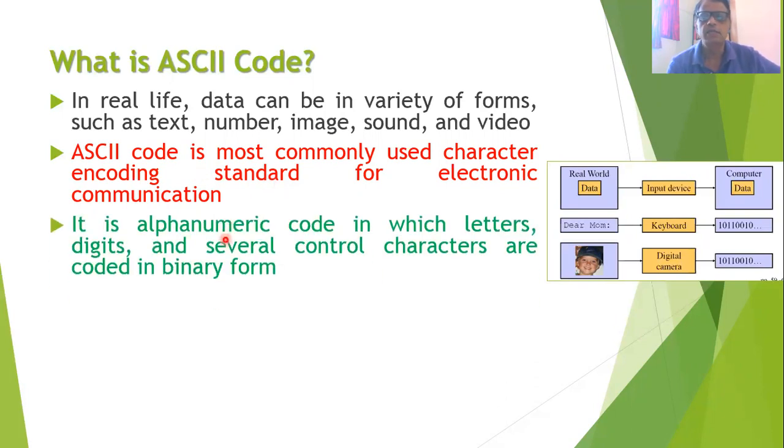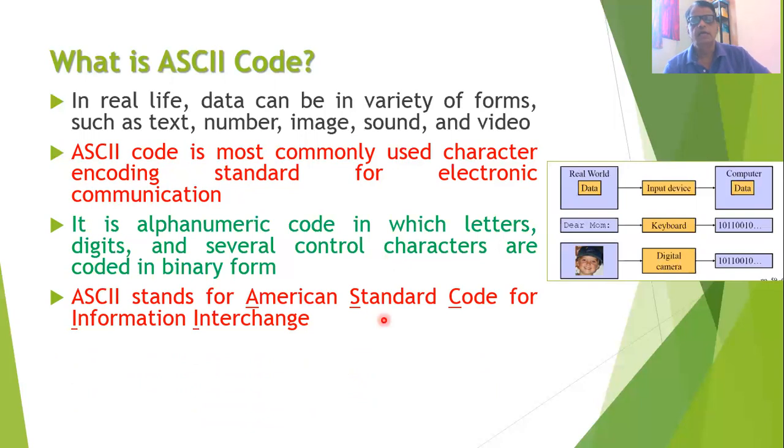ASCII code is an alphanumeric code. By using this code, we can convert letters, digits, and several other control characters into binary form. Almost any symbol available on your keyboard can be converted into binary form by using ASCII code.